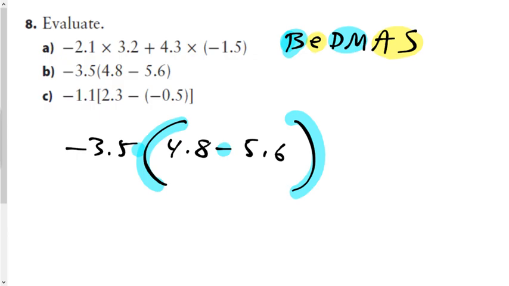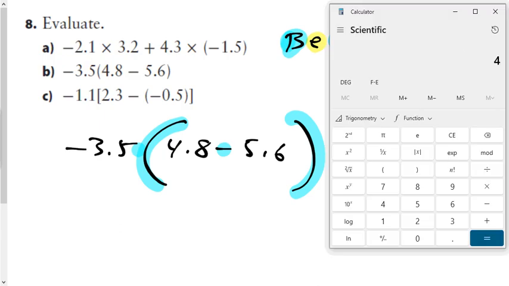So the first thing I'm going to do is do 4.8 take away 5.6, right, Deanna? Is that going to be a positive number or a negative number? It's going to be negative because we're taking away more than we have. So 4.8 take away 5.6, important to kind of think of that, negative 0.8.